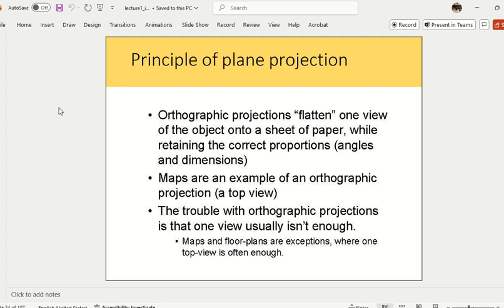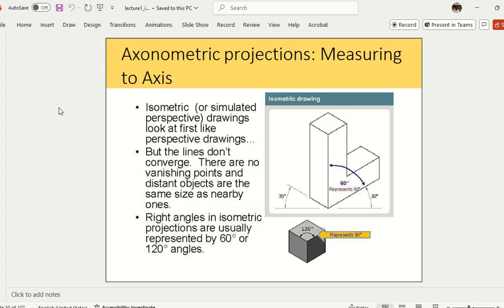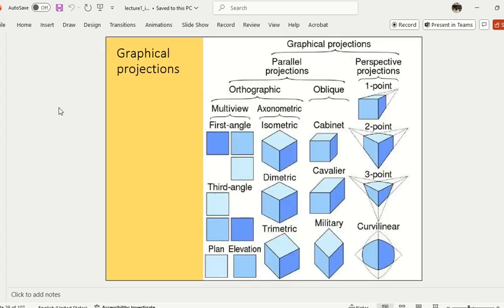Now we discussed in orthogonal view 2 methods, right? First angle, third angle. On the left hand side, you see the two methods. In each method, how many drawings did we make? Look at first angle. How many shapes do you see? 1, 2, 3. 3, right? Third angle again, 3.